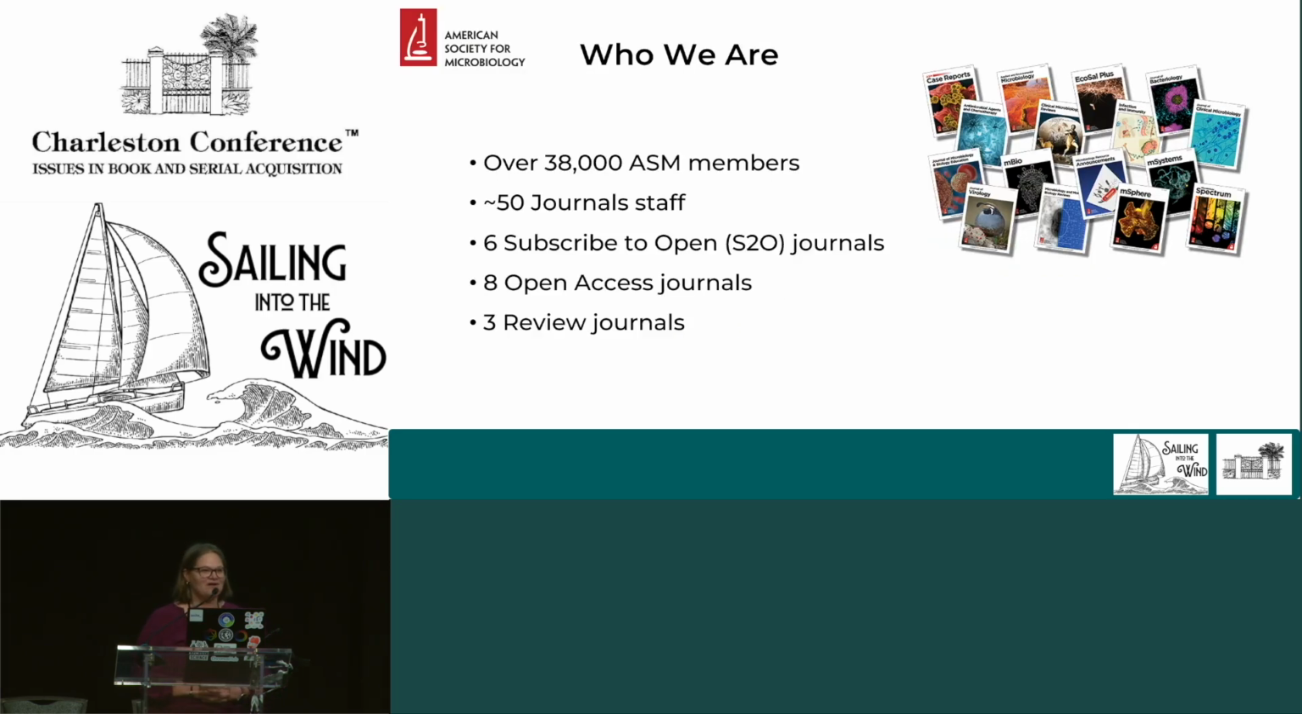So a little bit about who we are. ASM is a society of over 38,000 members. So we're not a small organization, but we're not huge either. We have a staff of about 50 in our journals department. So this will give you a taste of who's using these tools. Not everyone's using them, but quite a few of them are, especially as they receive more training and really dive in to see what's in there. We have 6 subscribed to open journals, 8 open access journals, and 3 review journals in our program.